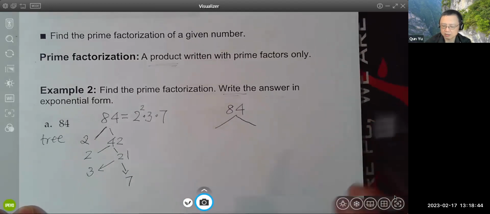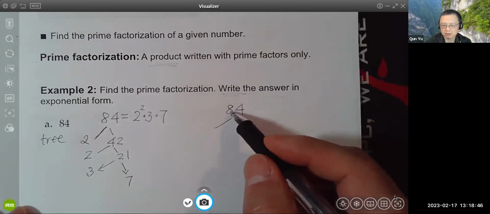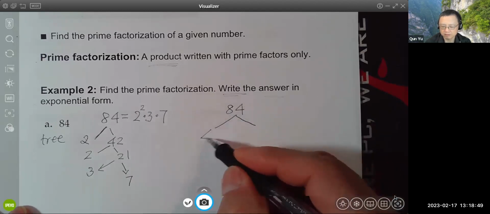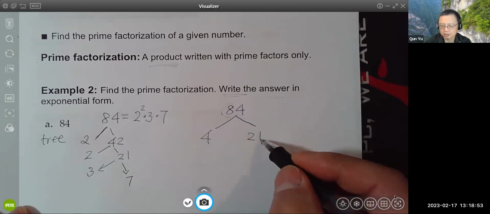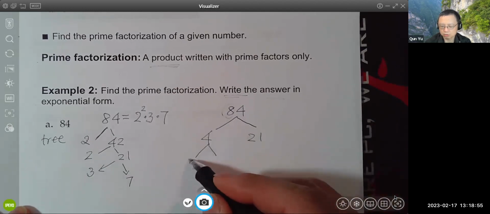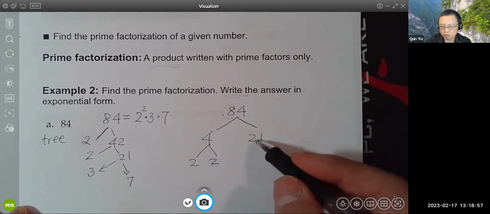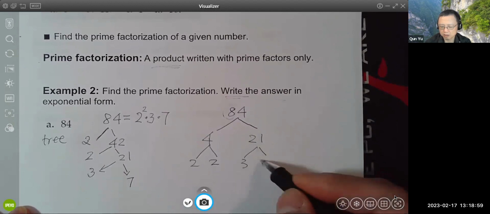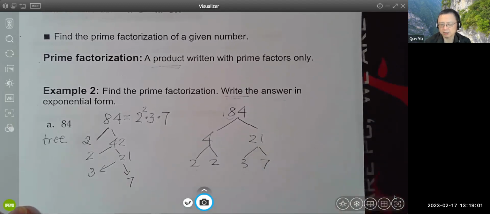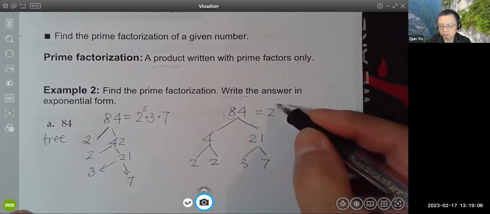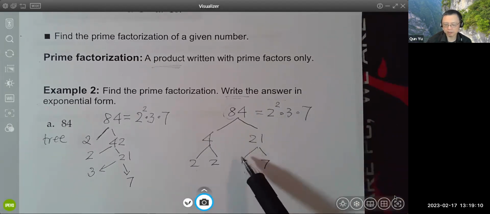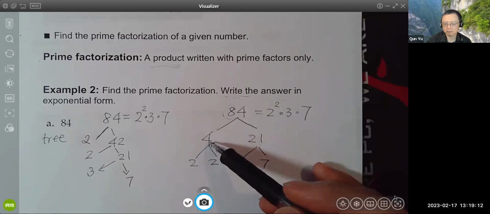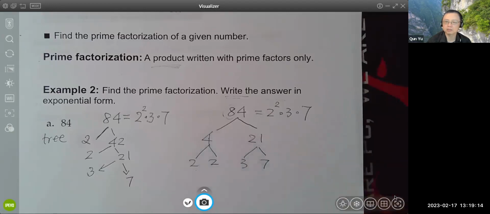So let's try that. This time I say this number can be divided by 4. So 84 divided by 4 is 21, and 4 divided by 4 is 1. And 4 can be split into 2 and 2, and 21 is 3 and 7. Now I get the same answer. See that? 2 twos, 1 three, 1 seven. Sometimes this can go faster, because if you divide by a bigger number, you get a smaller quotient.